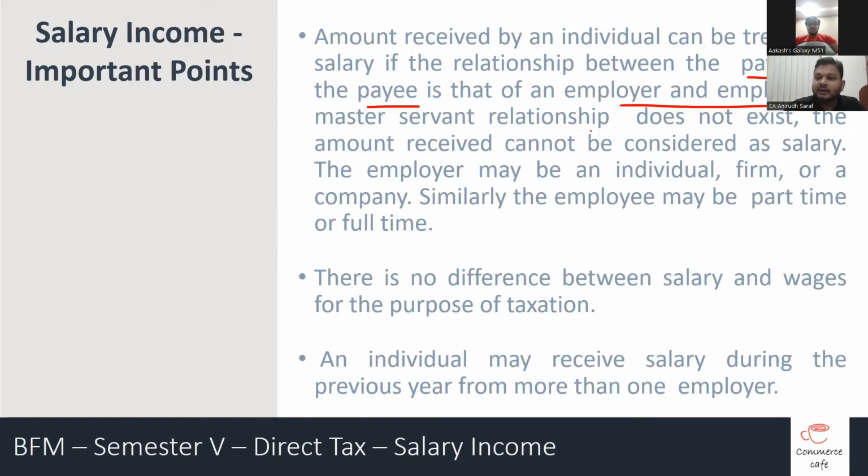The employee may be a part-time employee or a full-time employee. Nowhere does it say that it has to be a full-time employee. Even a part-time employee will be considered the same. There is no difference between salary and wages for the purpose of income tax. When you're studying income tax, whether you receive it as salary or wages, it will be treated as salary for income tax.